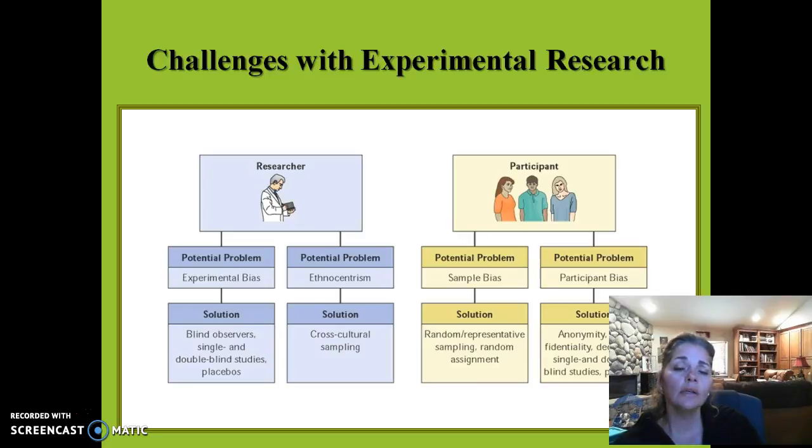So the reason that carefully controlled procedure and that random assignment and that random selection, they all are what's so powerful and allows you to say that your IV caused a change in your DV. But there are some challenges with experimental research.